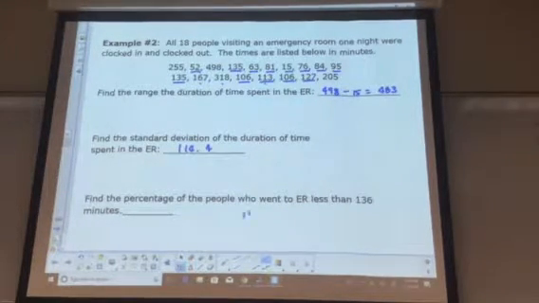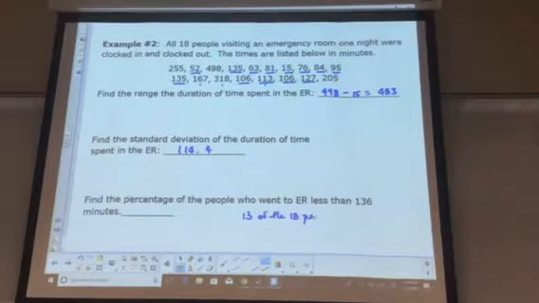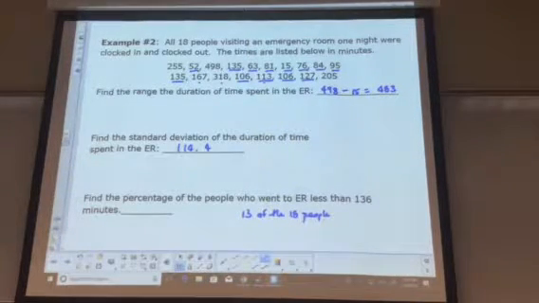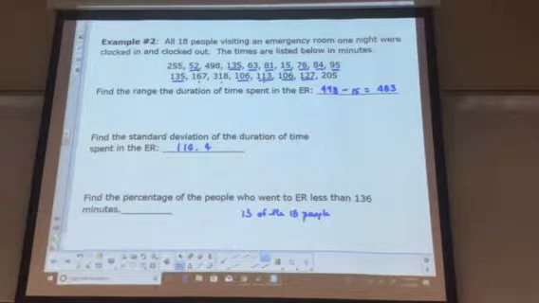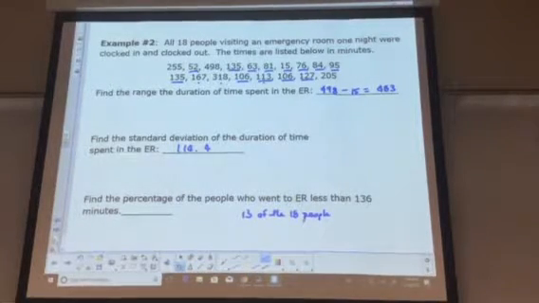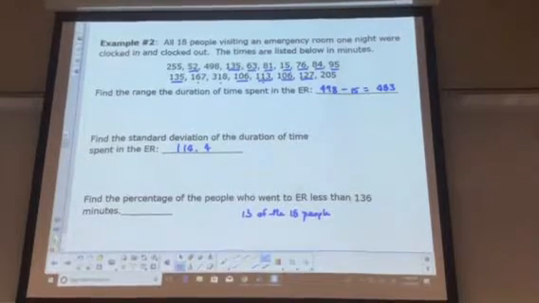So I have 13 of the 18 people were less than 136. This is not the five-number summary. You aren't going to get, when you get a straightforward percentage problem, always a value that will be 25%, 50%, 75%, or 100%, or 0%. So you may have to go back and use some of the concepts from the previous unit to find the subset that meets your needs and compare it to the total quantity.